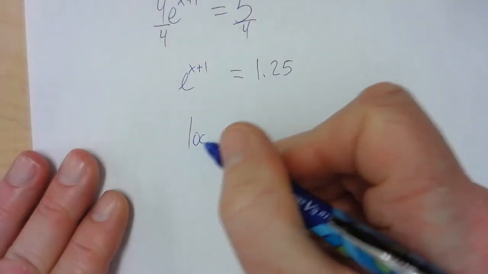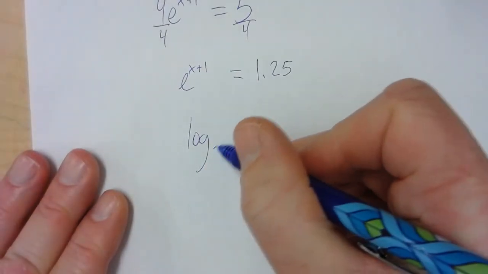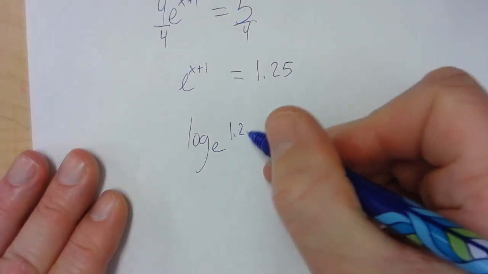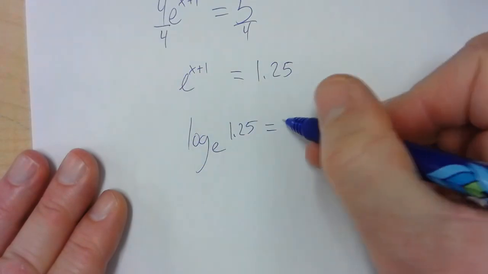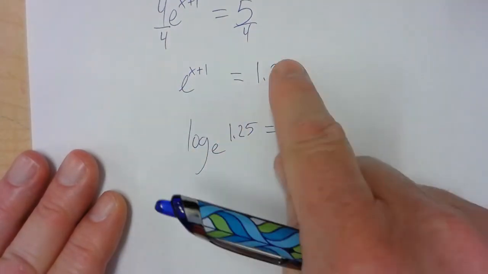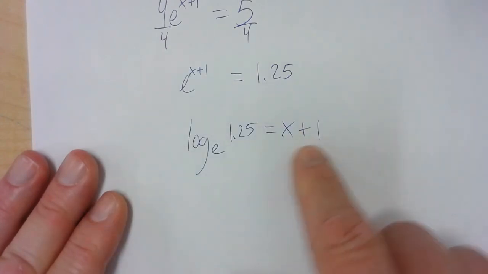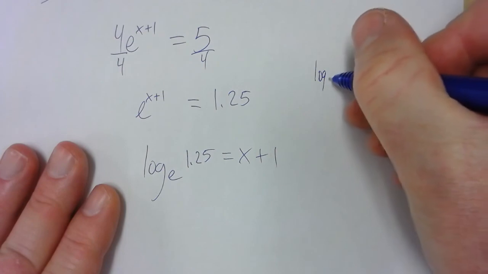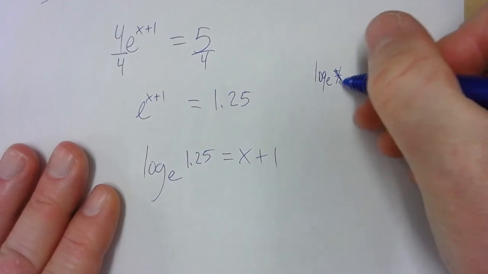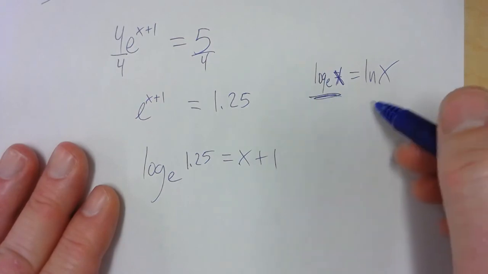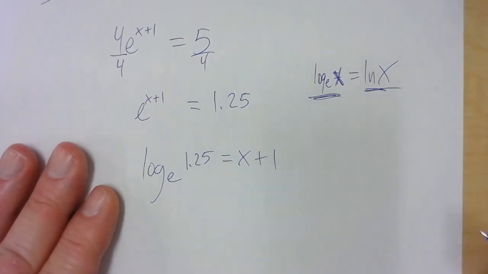Log base e of the answer 1.25 is equal to the exponent x plus 1, right? There's your base, there's your answer, and then the exponent. Now log base e, the definition of that, if you remember this from the past, log base e of x is natural log of x. So log base e is a special log, and we call that natural log.